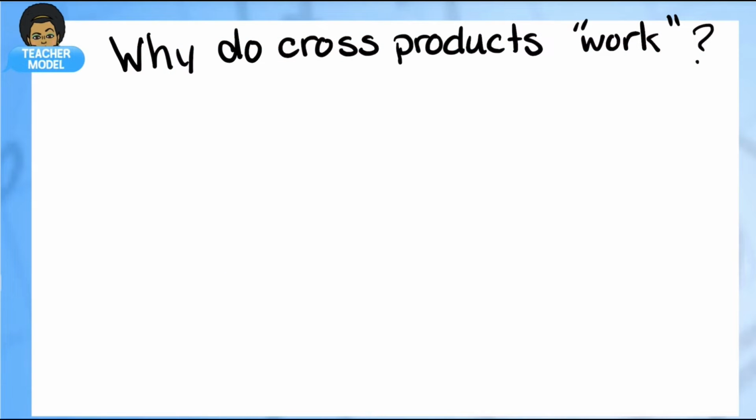In this lesson, we're going to talk about cross products and why they work when comparing fractions or testing if you have equivalent fractions. So let's jump right in.